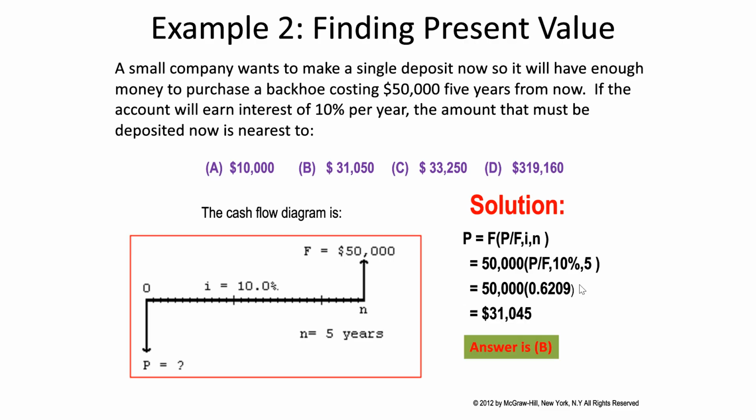So it turns out that the amount you'd have to deposit is $31,045, but it's only got 4 digits. So we should actually round that to 31,050. So the answer is B, and this would need to be further rounded because of the precision of the factor that we've got.